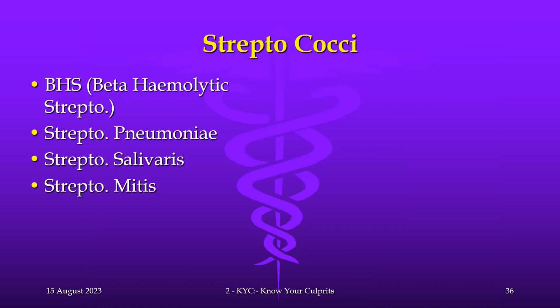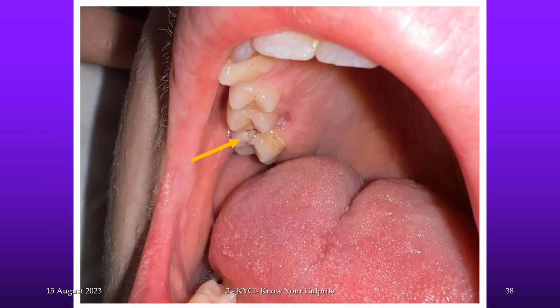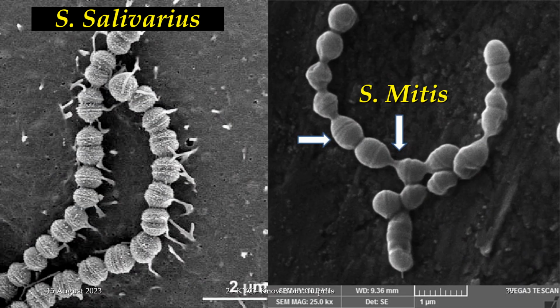Streptococci of our concern are beta hemolytic streptococci, namely Streptococcus pneumoniae, Streptococcus salivarius and Streptococcus mitis. They are commensals of human skin, the oral and nasal cavity and private parts. They are fast growing, very virulent and very high exotoxin producing. Dental caries and gum infections are caused by Streptococcus mitis, and halitosis and foul smelling mouths can also harbor an abundant amount of Streptococcus salivarius. This is how Streptococcus salivarius and Streptococcus mitis look under the electron microscope.